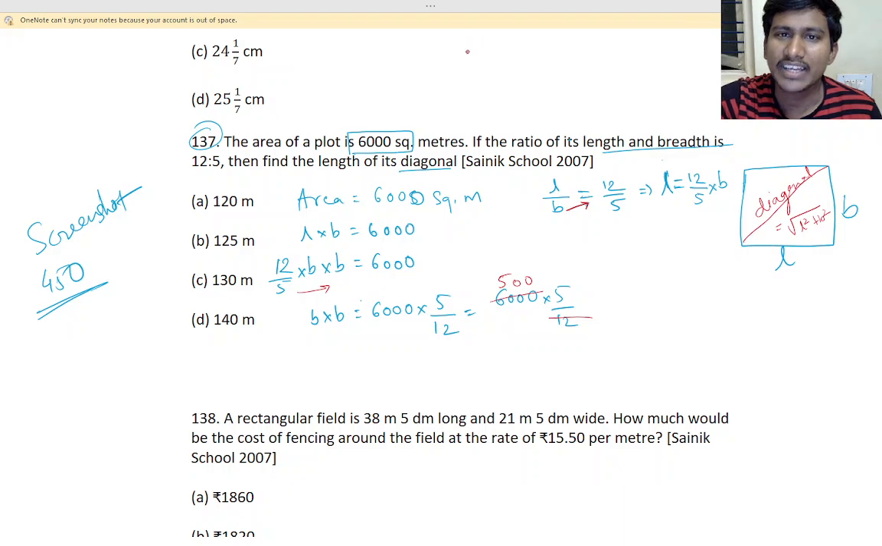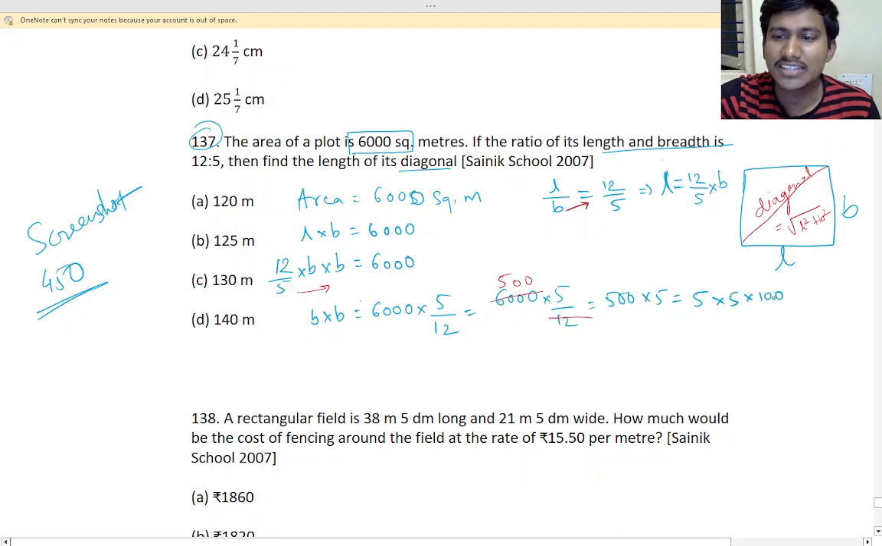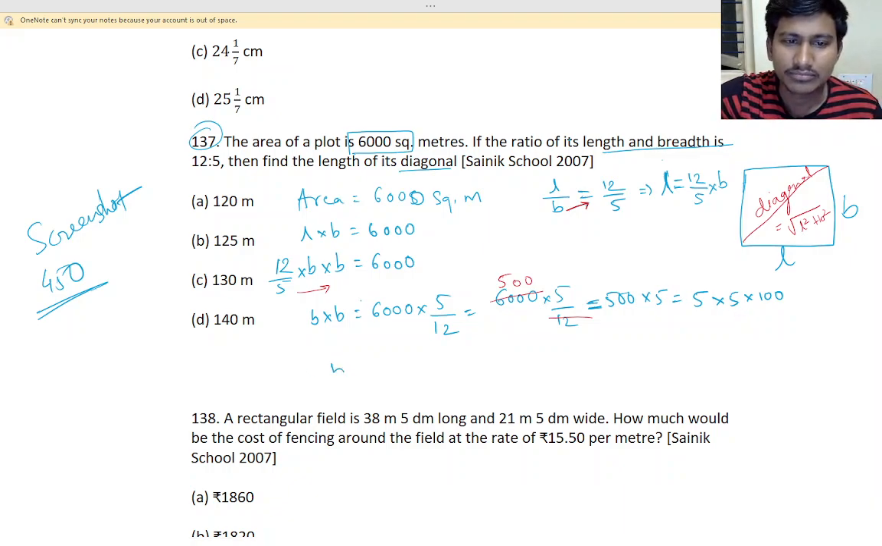So 500 into how much? 5. So 500 into 5 will be how much? What I will do is write it as 5 into 100. 5 into 100 is 500, right? And into 5 I have written the same. So 2500. So B square is how much? 5 into 5 into 100.